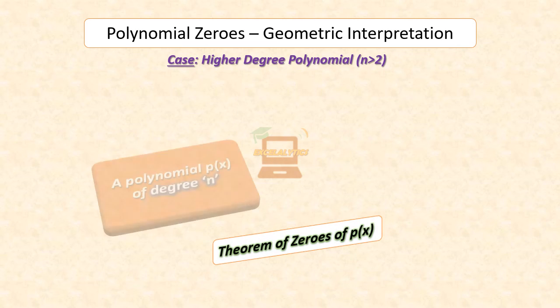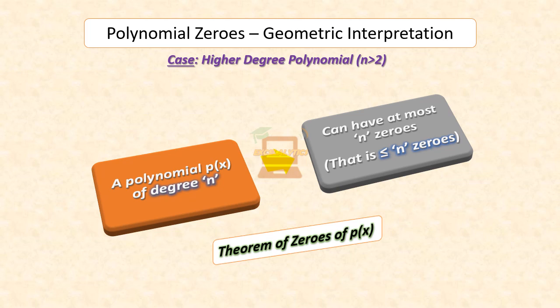In general, given a polynomial p of x of degree n, the graph of y equals p of x intersects the x-axis at most n points. Therefore, a polynomial p of x of degree n has at most n zeros.